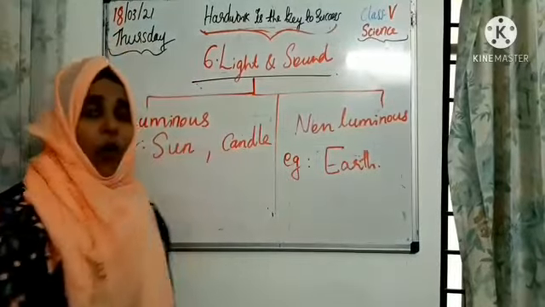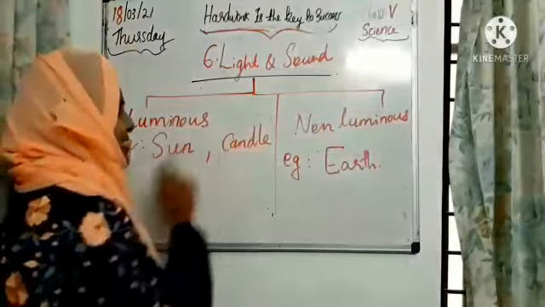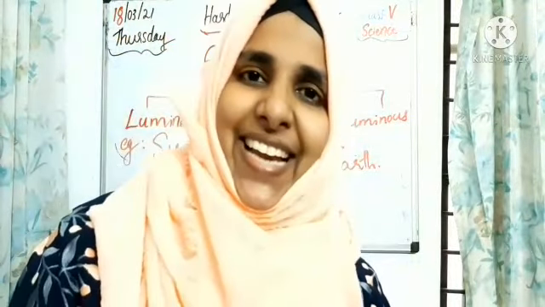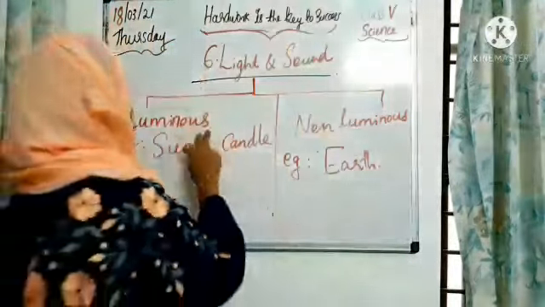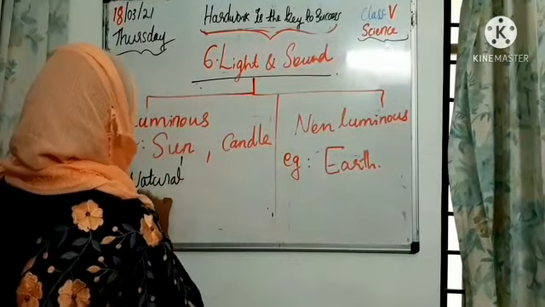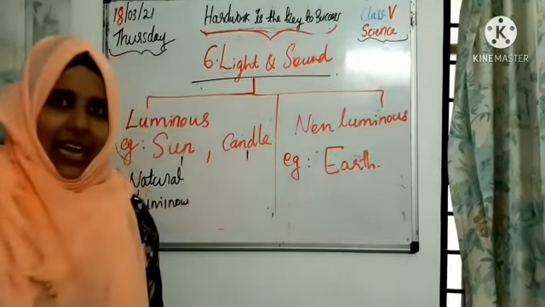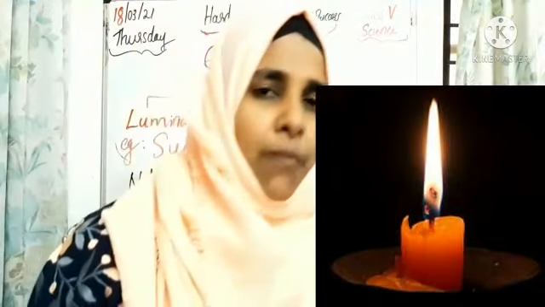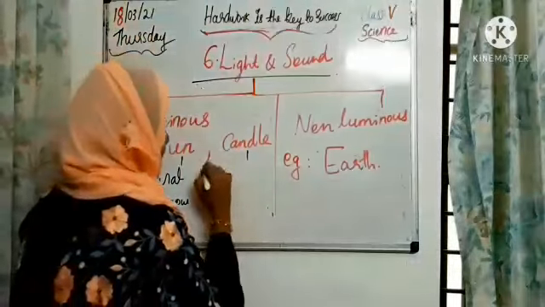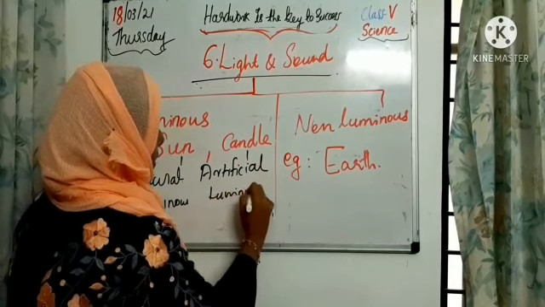Sun and candle both are producing light. Okay, but between sun and candle, some difference is there. Sun is producing its own light, so we can say it is a natural luminous object. Which one, children? Sun. Sun is a natural luminous object. Okay. But candle. Is candle a natural thing? Candle, bulb, tube light, these things, are they natural? No, man-made. So we can call it artificial. Okay. Artificial luminous object.